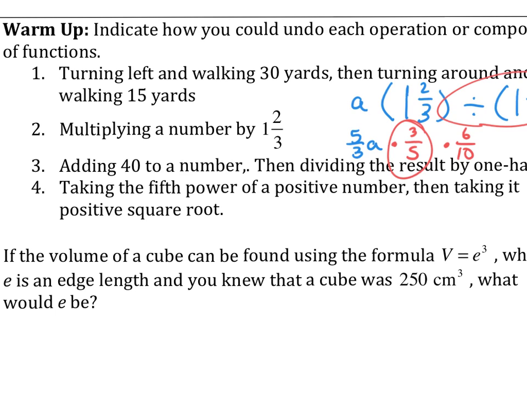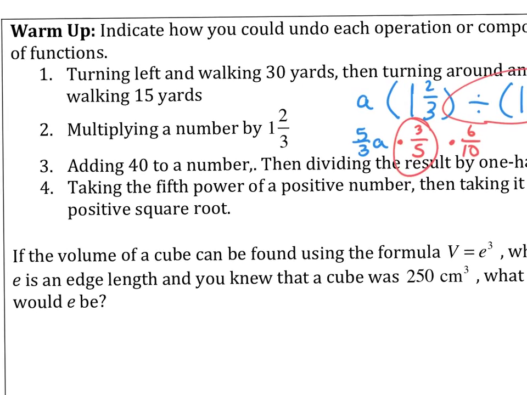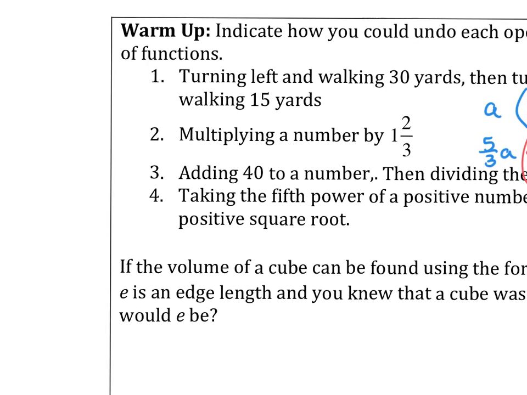All right, next, we are adding a number to 40. Whoa, look at my semantics there. Then we're dividing the result by 1/2. So how do I undo that?